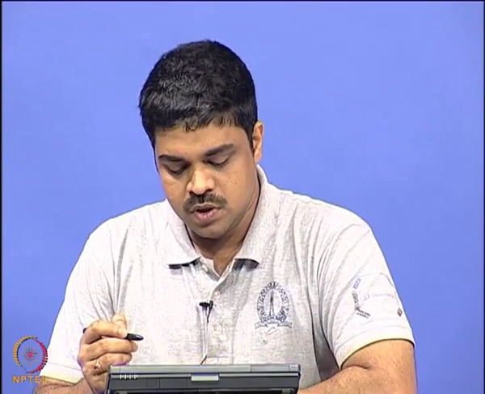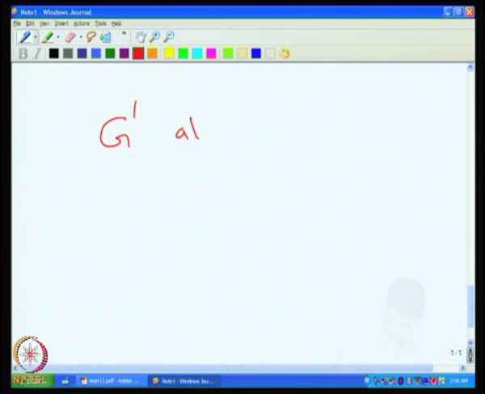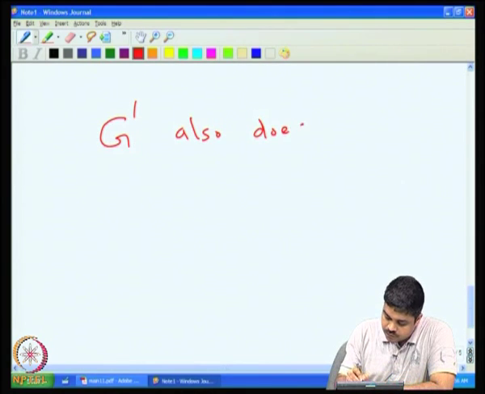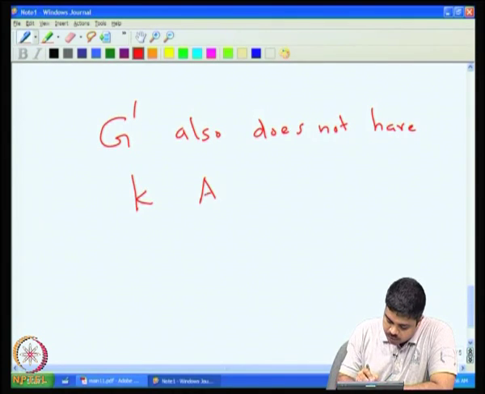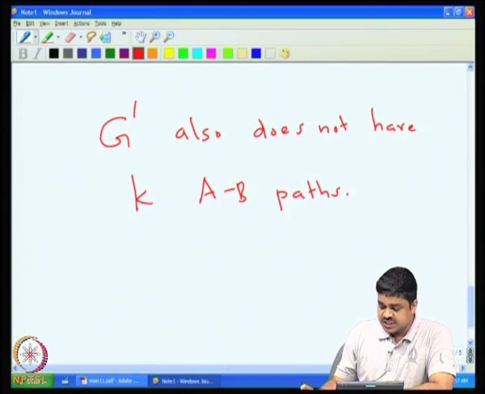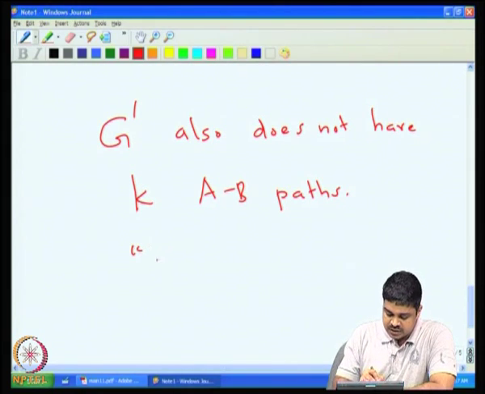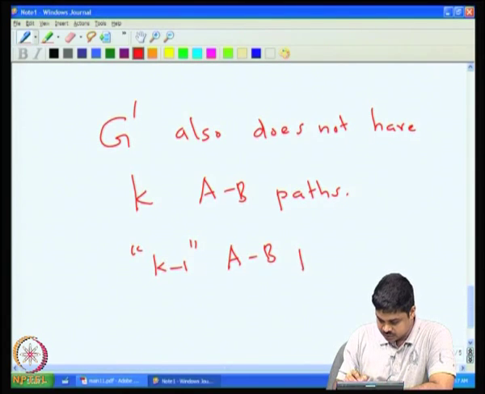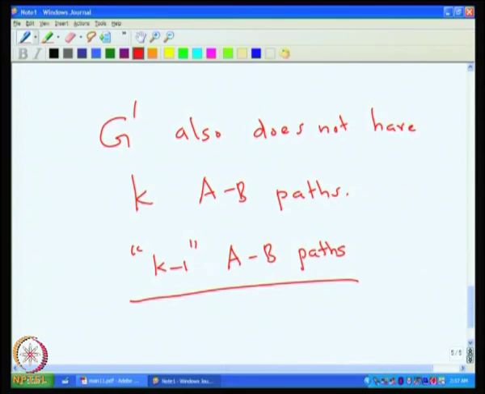G dash also will not have k AB paths. So, we can say that G dash does not have k AB paths, otherwise G also will have, which will be a contradiction. Now, if G dash does not have k AB paths, suppose it has k minus 1 AB paths, if it has k minus 1 AB paths.